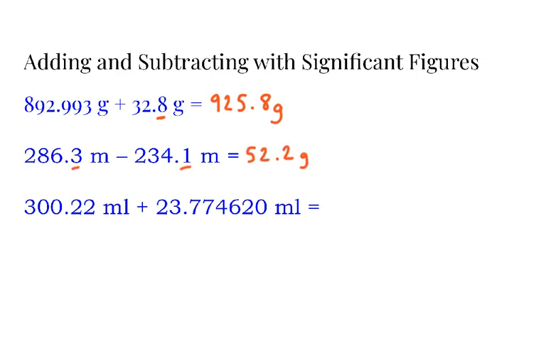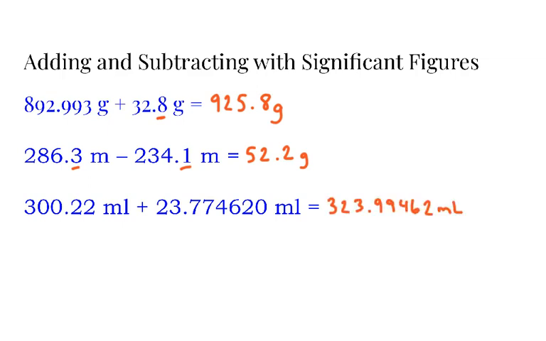When I subtract 286.3 meters minus 234.1 meters, both of those measurements only have the tenths place. So my answer should only have the tenths place. So my final answer is 52.2 meters.